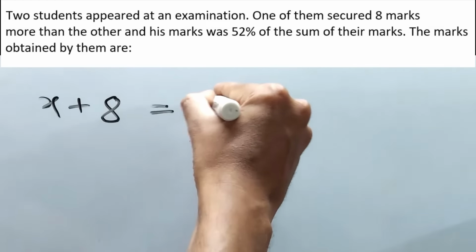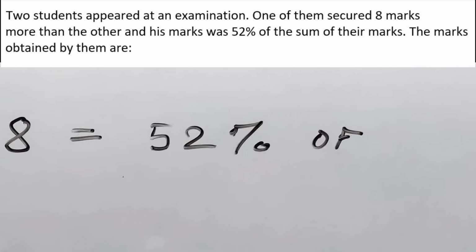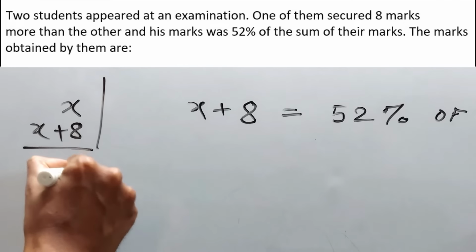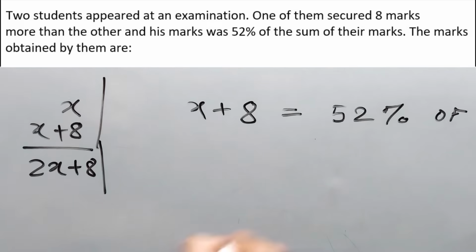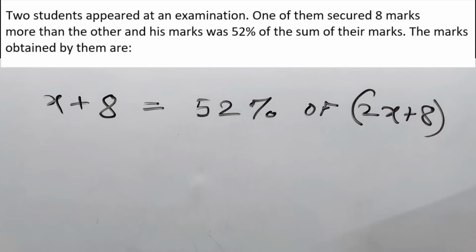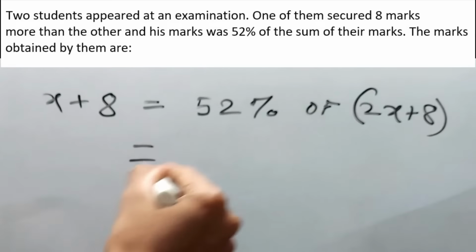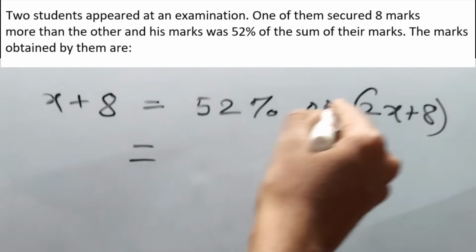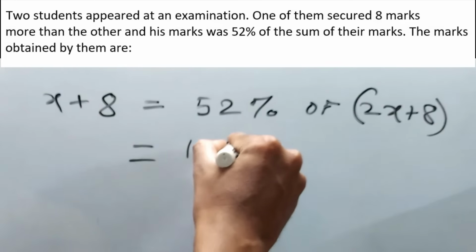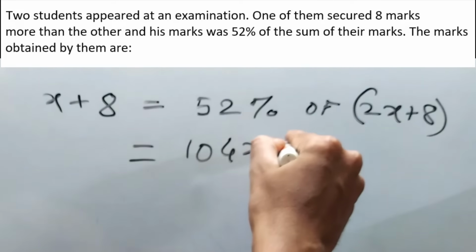Now what will be the equation? See, this x plus 8 is equal to 52% of the total of their marks. That means x plus 8 is equal to 52% of 2x plus 8, right? Yeah, definitely, it is easy. Now how to solve this? See, we have got the equation and it is easy to solve it. So 52% means 52 by 100 into all these things, like see, if we multiply 52 into 2, we'll get 104 into x, and then 52 into 8 is 416, right?